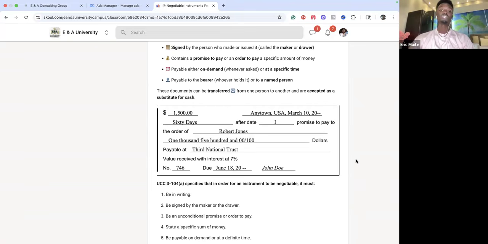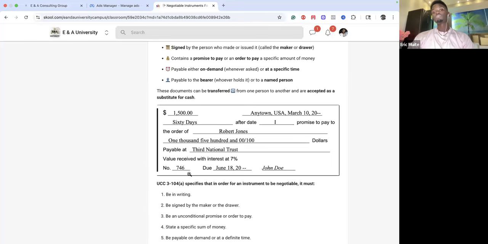But the person who receives it then has to endorse it to redeem it. It has the payable amount, and it's payable at the bank, which specifies which bank. Normally, when you receive a negotiable instrument in the mail, it has the bank on it already. Then there's "value received with interest at 7%." This is just an additional piece of instruction. It isn't on every negotiable instrument, but again, this is an example of one.